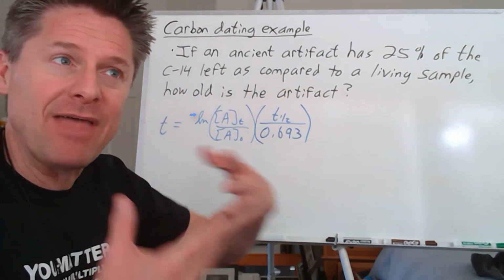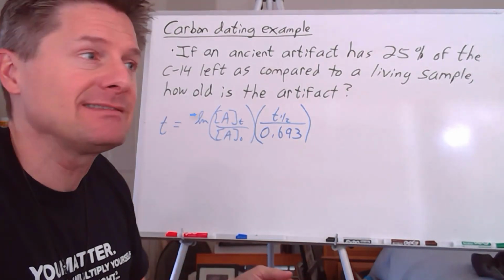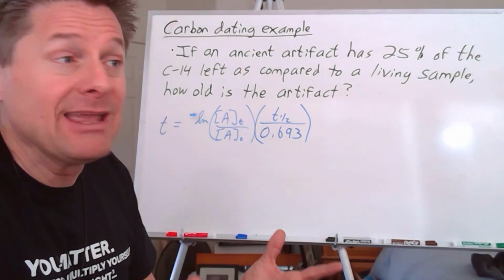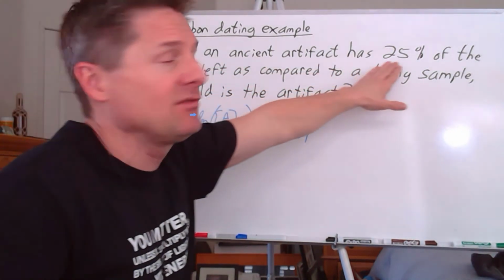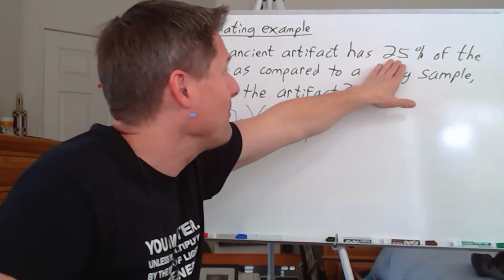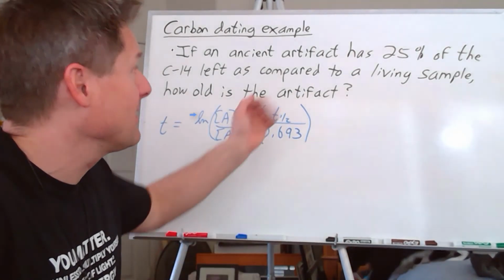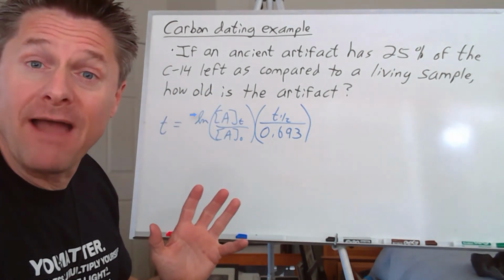But like I said, if that artifact was made from a tree or some kind of living system that was cut down and then separated from its equilibrium with the environment, we can radiocarbon date it. So let's say we find out that artifact has 25% of the carbon-14 left as compared to a living sample, right? How old is the artifact?